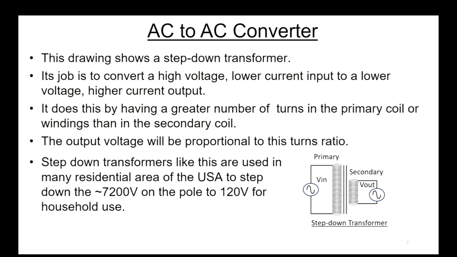We have step-down transformers like this used all over the place in the US. They're very common sitting on the pole outside your house. They step down the roughly 7,000 volts on the pole to about 120 volts coming into your house. And that would be about a 60-to-1 turns ratio.